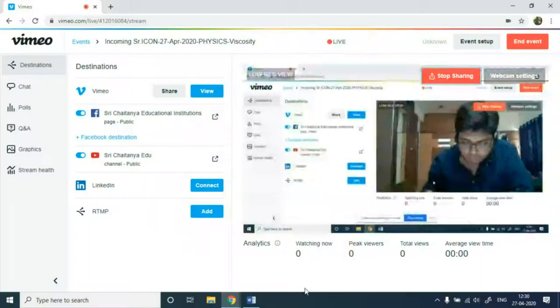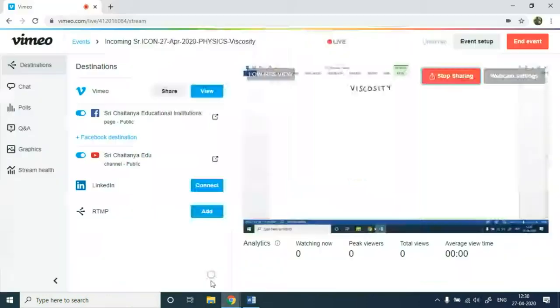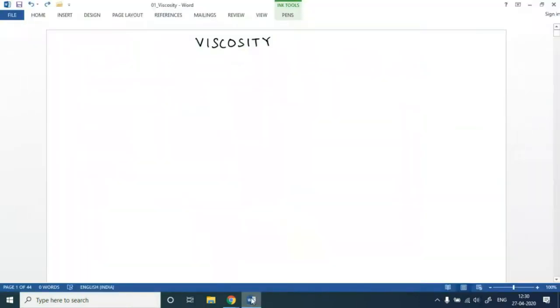This week we are going to cover properties of matter. In the first two lectures we will be covering viscosity, and the next two lectures will be about surface tension, and the last lectures will be about elasticity. So here let's start with viscosity. And let me share my screen with you guys. So here we go.